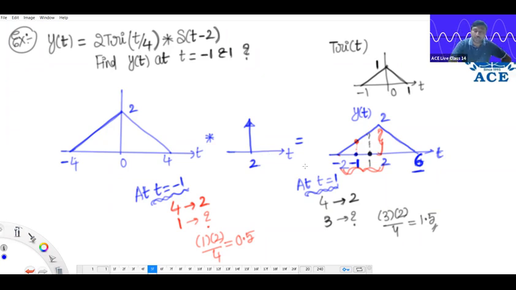Please think, everyone. Same problem. What is the answer at t equals 0? In the same example, what is y of t at t equals 0? Answer is 1. Because if you want the answer at 0, that width becomes 2 units. Same logic: 4 units width, height is 2; 2 units width, how much? 2 into 2 by 4.